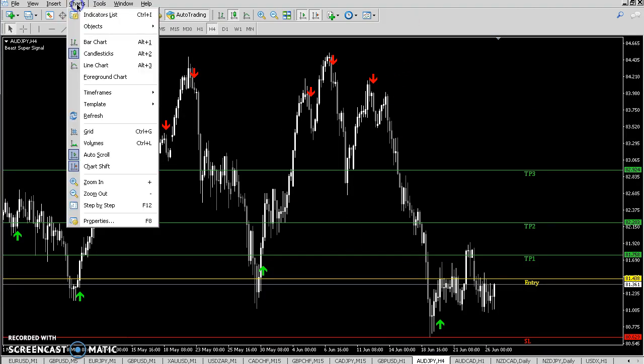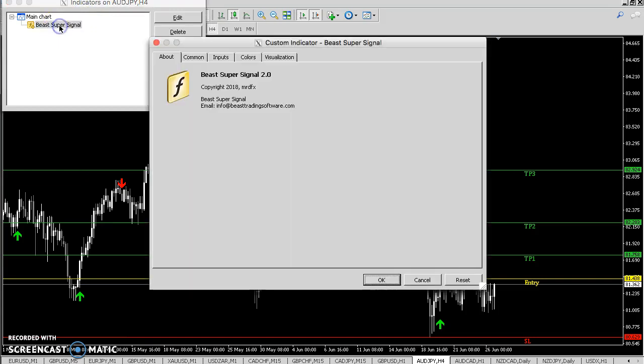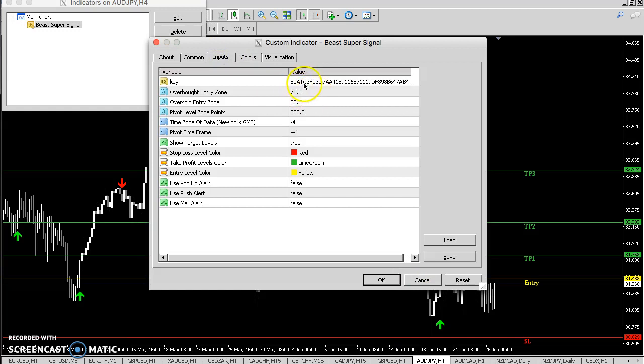I'm just going to go into the settings. I just want to show you the updates to the settings. So first of all, you'll have your license key, which you will receive after purchase. The next settings you have are your overbought and oversold entry zones. One of the strategies that the indicator uses is overbought and oversold zones. So in conjunction with the Fibonacci pivots, when price reaches an overbought or oversold zone, that is another additional trigger filter to improve the probability of a trade.